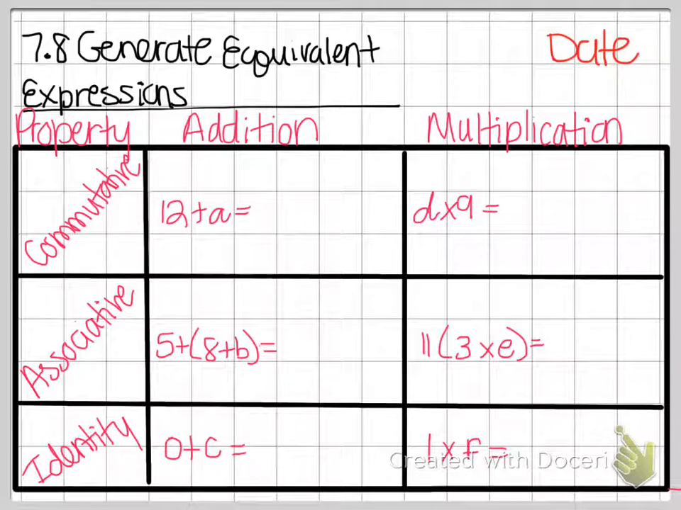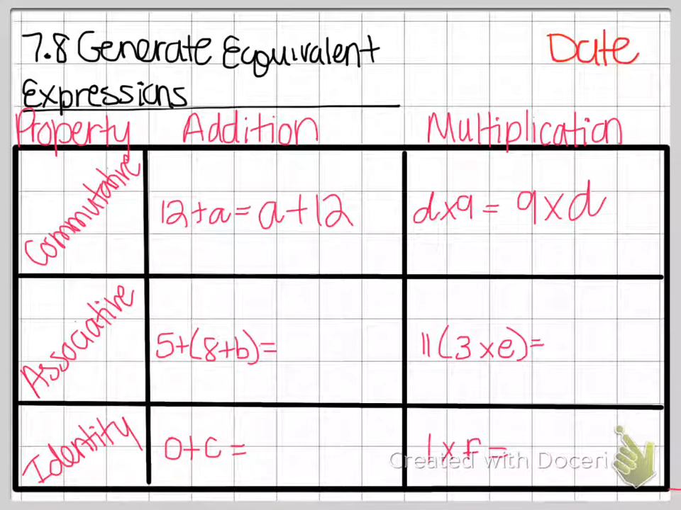So when we are looking at the commutative property for addition, very similarly to any other commutative property of addition, 12 plus a is the same as a plus 12. And same thing applies to multiplication. d times 9 is the same as 9 times d.